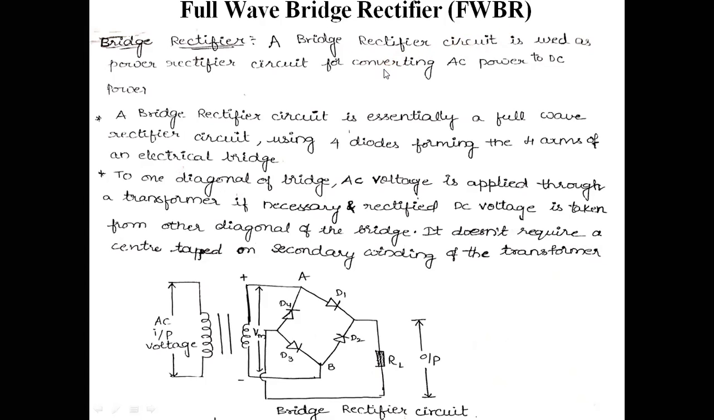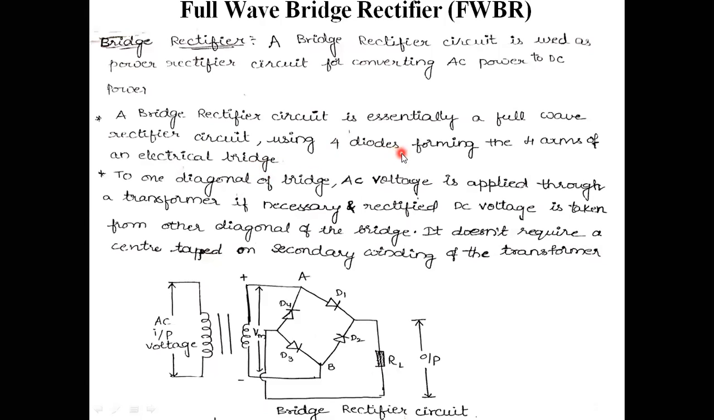The basic principle is converting AC signal to pulsating DC signal, same as usual. A bridge rectifier circuit is used as a power rectifier circuit. It can be used in power supply circuits, where it plays a vital role. It is a part of the power supply circuits, converting AC signal to DC signal, or AC power to DC power simply.